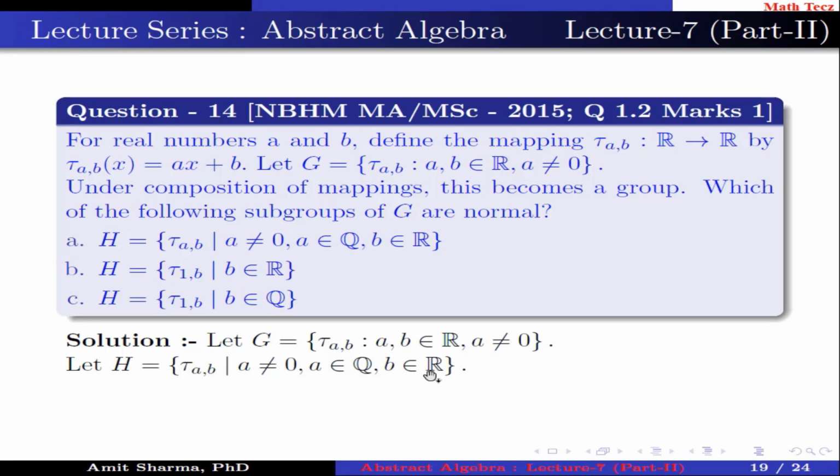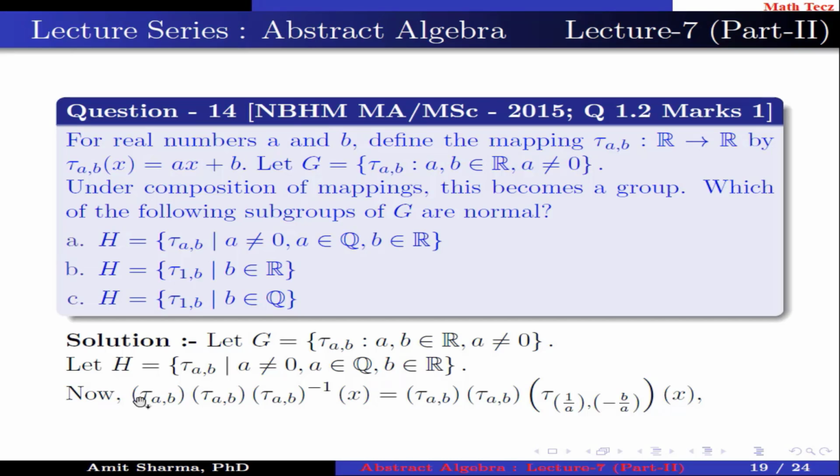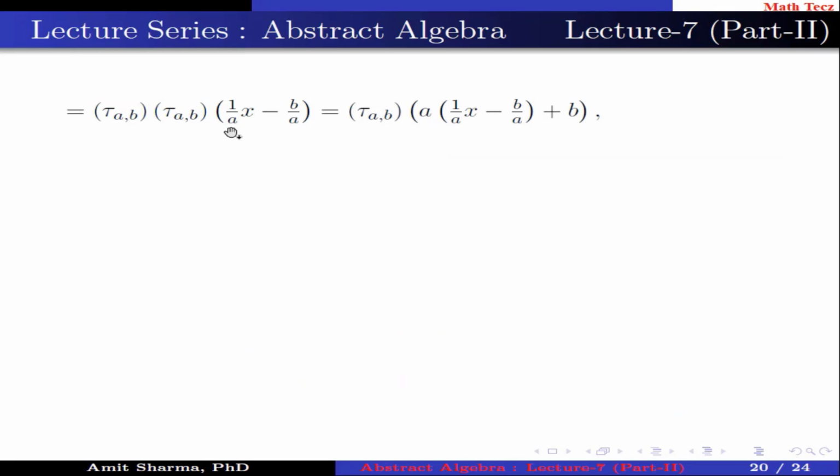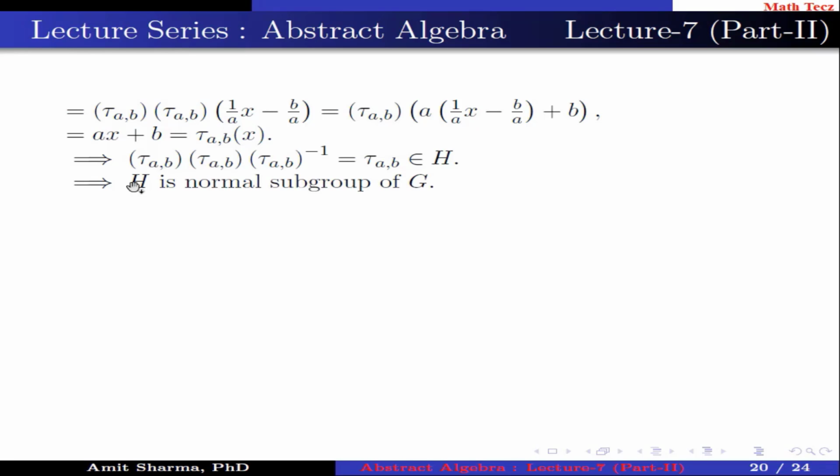B belongs to R. Now, tau(A, B) tau(A, B) tau(A, B) inverse is represented by this, which is further represented by this, which is equal to AX plus B, which is equal to tau(A, B) X, which implies tau(A, B) tau(A, B) tau(A, B) inverse belongs to H, implies H is normal subgroup of G. Therefore, option A is true.